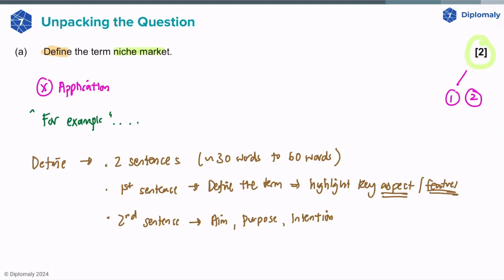Sometimes you might also highlight other various key features or characteristics of that key business terminology. And usually the features and characteristics would be more relevant for a definition question that looks at, for example, the types of business entity, which is from Unit 1.